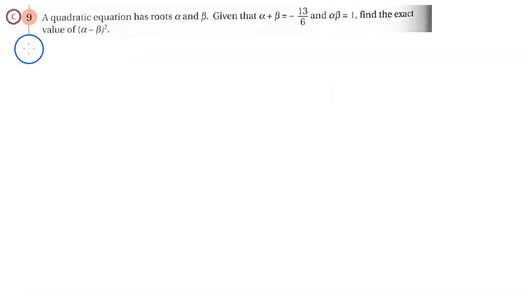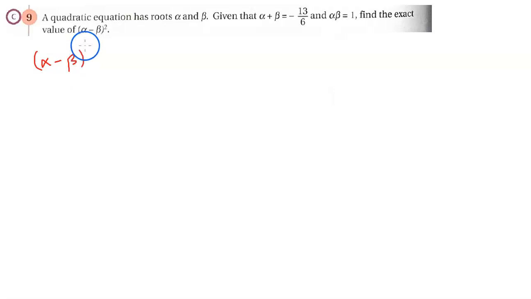Alright, let's take a look at question 9 from the homework set. A quadratic equation has roots alpha and beta, and we are given that alpha plus beta is negative 13 over 6, and alpha times beta equals 1. The question asks us to find the exact value of (alpha minus beta) squared. In order to do this, it looks like it's just easiest to use a bit of algebra.